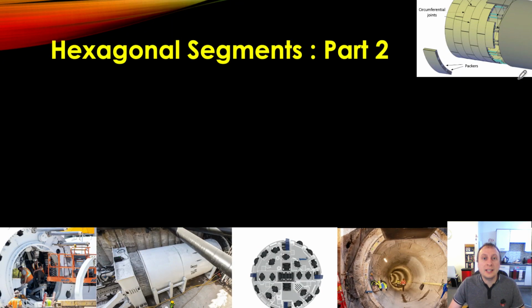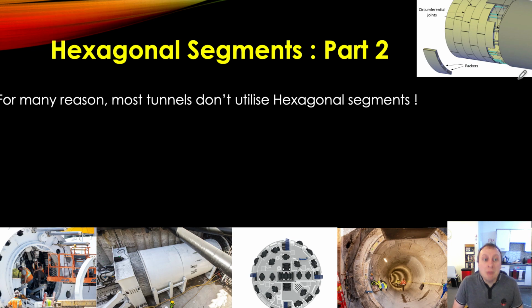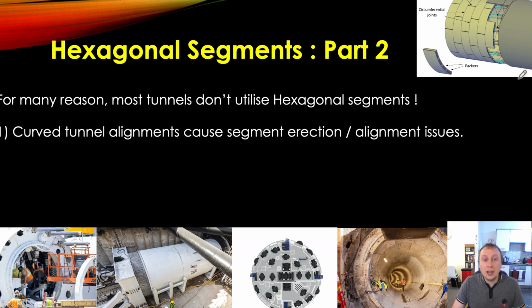So, hexagonal segments part 2. There are many reasons most tunnels that are built in the USA or in Canada or in Europe or even in the Middle East or China don't utilize hexagonal segments. There's good reason they don't, and here are the reasons. Curved tunnel alignments cause segment erection and alignment issues. The main use for hexagonal segments is in water tunnels, because they are very straight and they don't need to worry about all the issues that come with attempting to make curved sections with hexagonal segments.